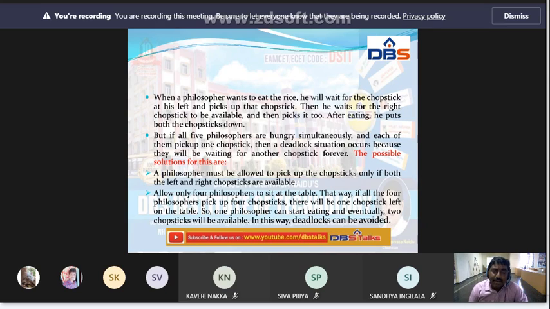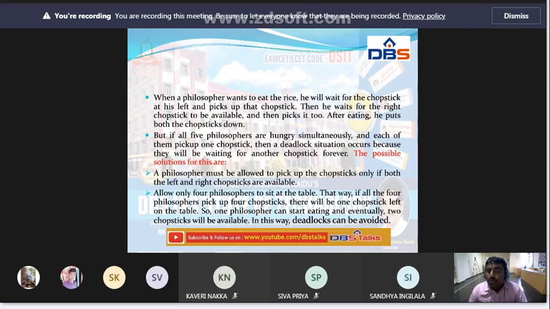Here deadlock means this: we have 5 chopsticks, and 5 philosophers are hungry at a time. There is no chance to use two chopsticks. Then we can say that this situation is a deadlock, because they will be waiting for another chopstick forever.